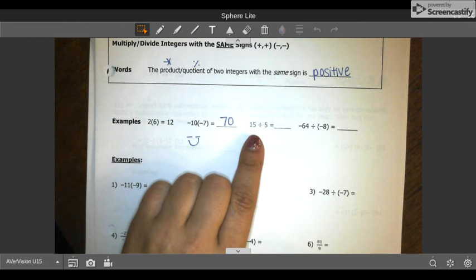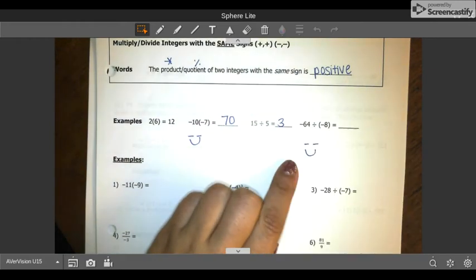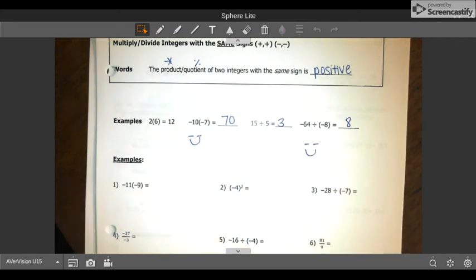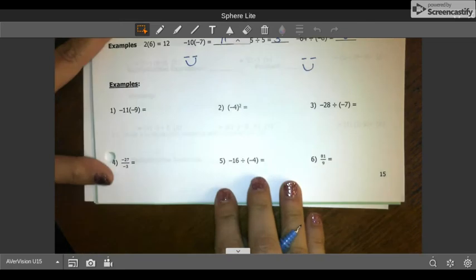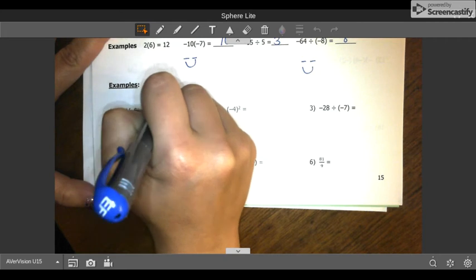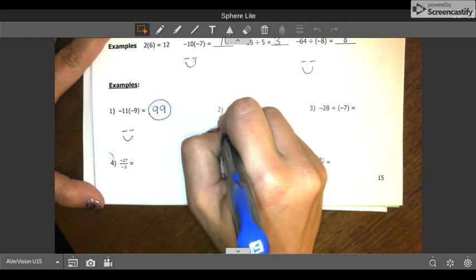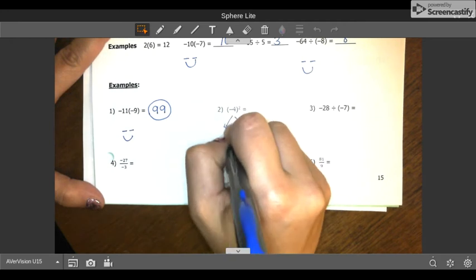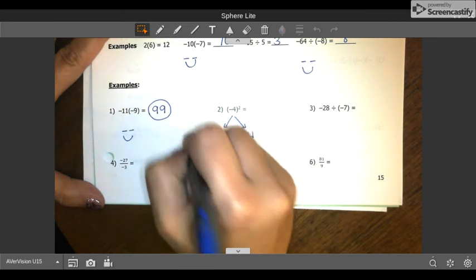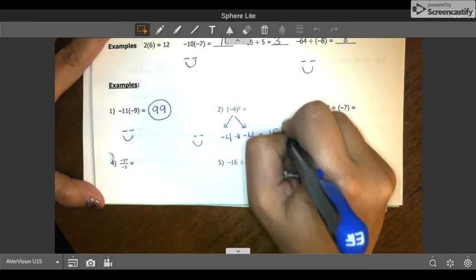We know that 15 divided by 5 is 3. But a negative divided by a negative is also a positive. So negative 64 divided by negative 8 is positive 8. So doing these examples below, a negative times a negative is a positive. So negative 11 times negative 9 is positive 99. Negative 4 squared, I'm going to write out. It's not negative 4 times 2. It's negative 4 times negative 4. And a negative times a negative is a positive, so I would get positive 16.